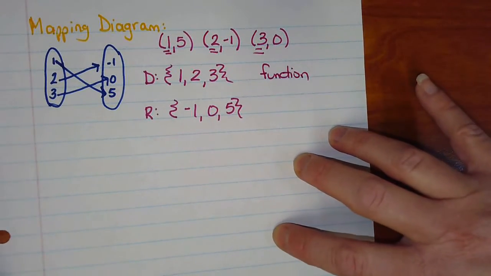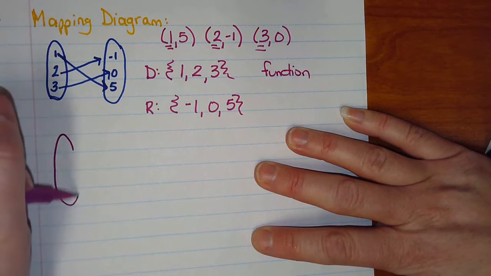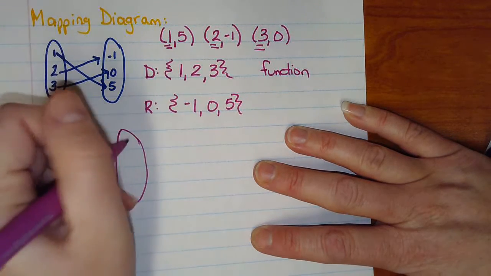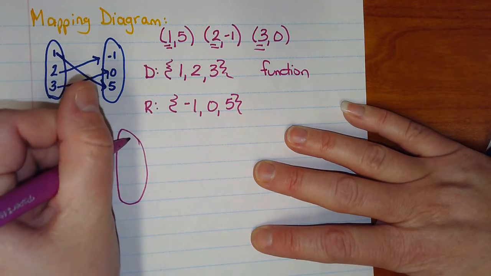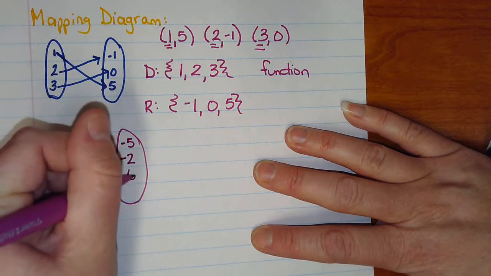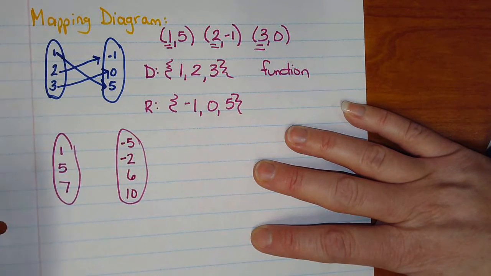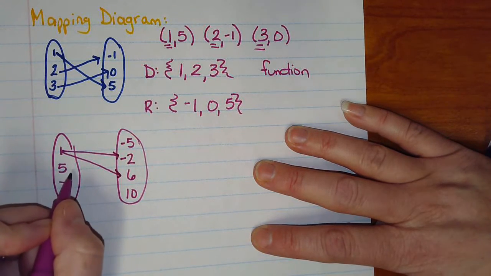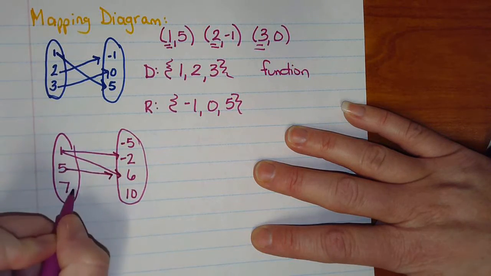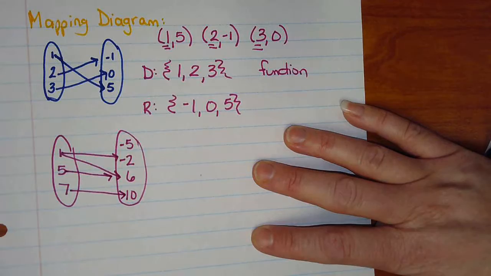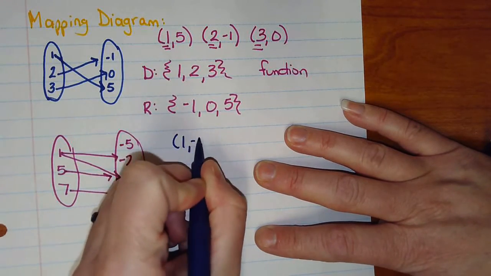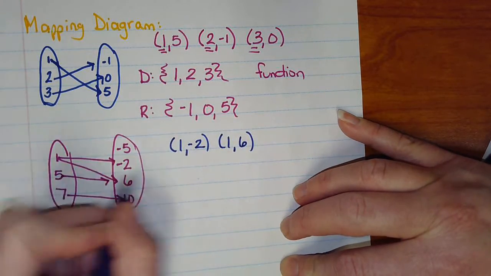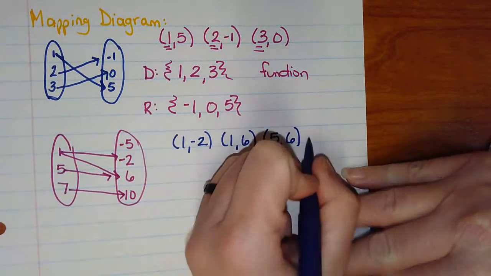So an example, I just want to show one more for you guys. If I showed you this mapping diagram, if I have 1, 5, 7, and -5, -2, 6, and 10. And then we've got arrows from 1 to -2, from 1 to 6, from 5 to 6, and from 7 to 10. What this gives us are the coordinates 1, -2, 1, 6, 5, 6, and 7, 10.